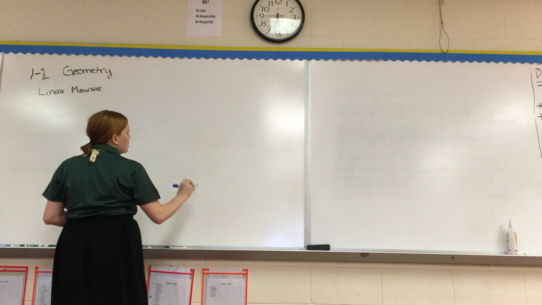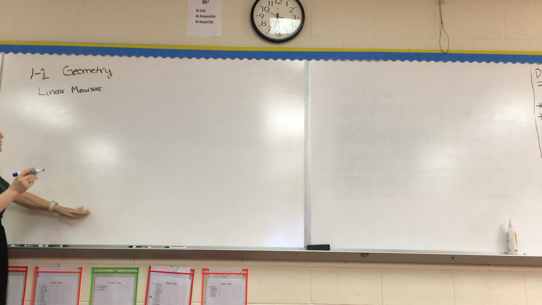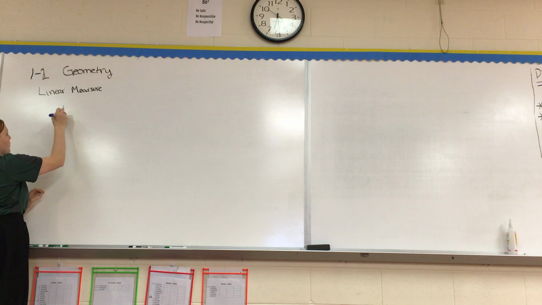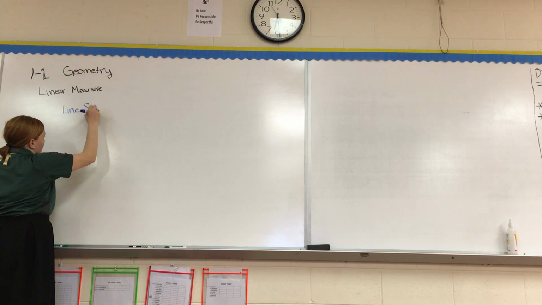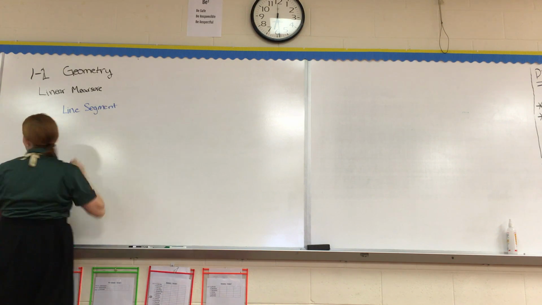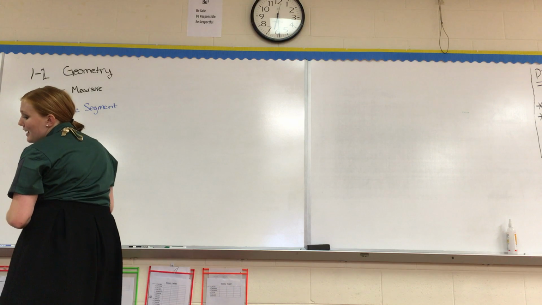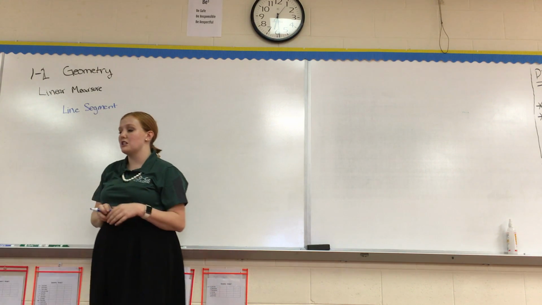I know definitions are boring, but that is really kind of the key to all of geometry. So we're going to first start with the definition of a line segment. What's the definition of a line segment? A line segment is a measurable part of a line that consists of 2 points.